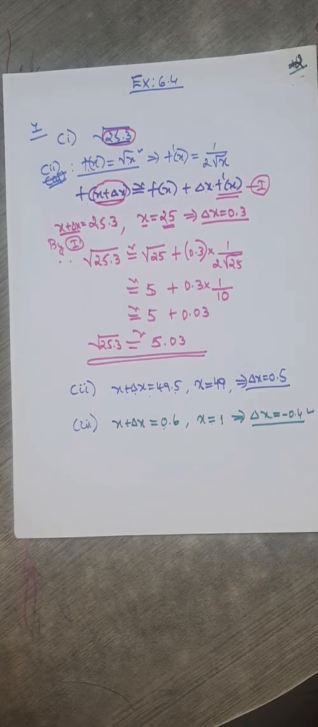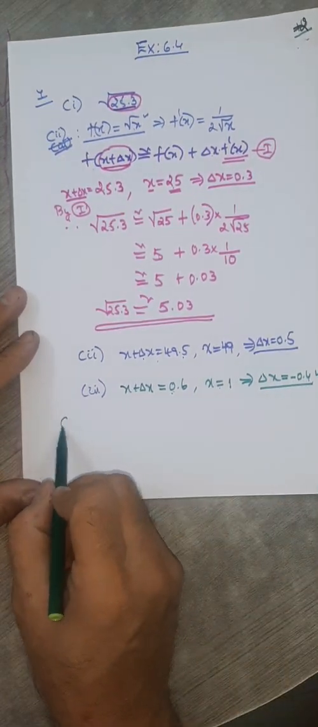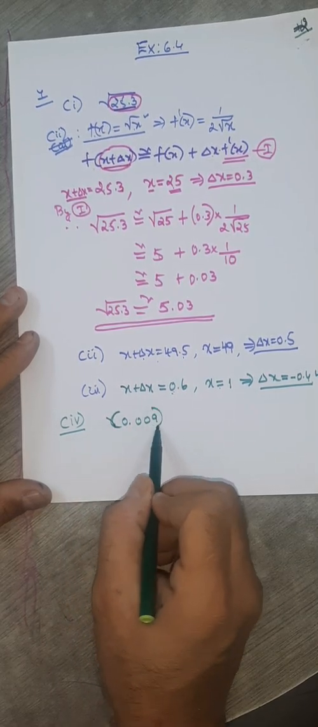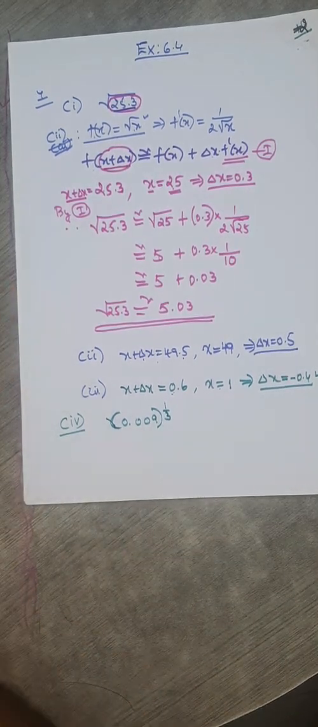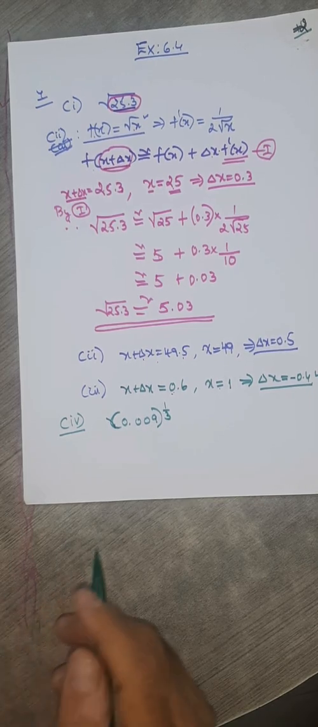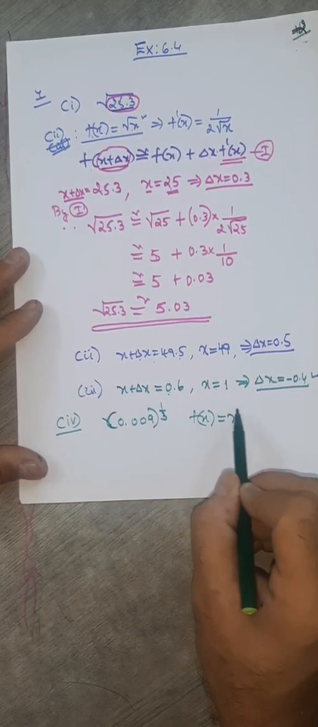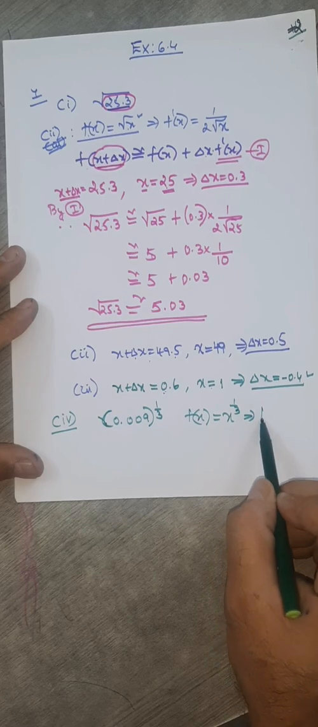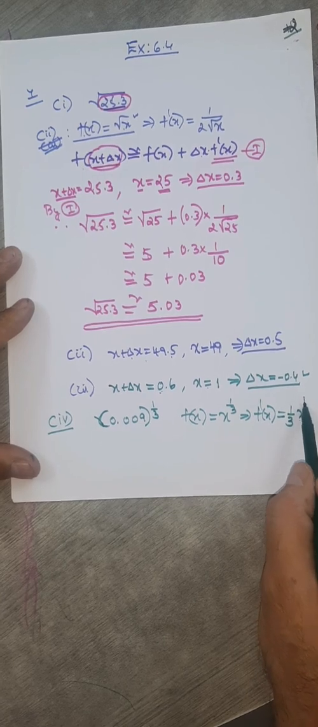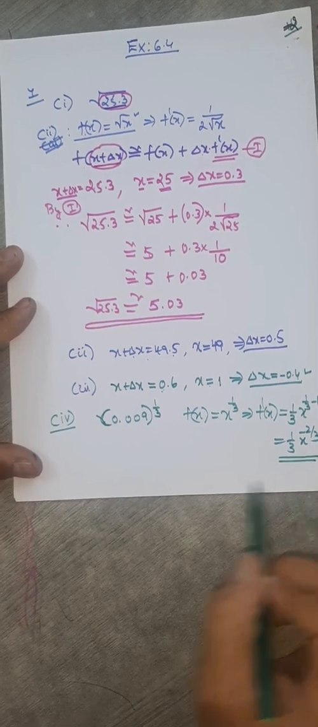Okay. Let's go to the next question. Question number, for example, the fourth one. You want the approximate value of 0.009 raised to 1 by 3. You want this, right, in the fourth sub question. So what is your function here? That's quite obvious. The function will be, I'll write here, function variable x raised to 1 by 3. You get its derivative. What is its derivative? That is 1 by 3 in the product, x raised to 1 by 3 minus 1. So 1 by 3 into x raised to minus 2 by 3, that is the derivative.